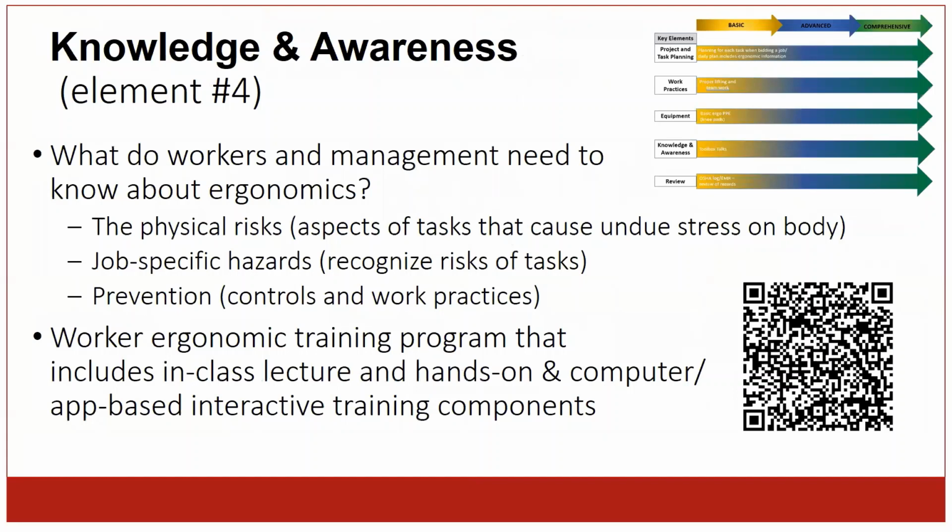The fourth element of a good ergonomics program is making sure that workers and management have the knowledge and awareness to understand the body's physical abilities and limitations, recognize job-specific ergonomic hazards in work tasks, and identify appropriate controls and work practices to prevent injuries.